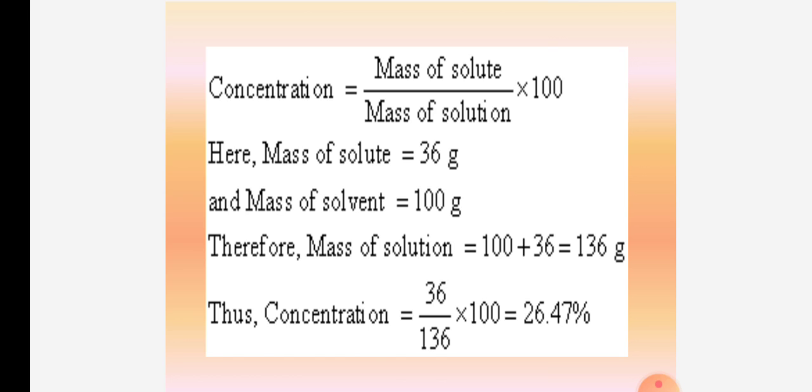So how do we find the concentration? The formula is mass of the solute divided by mass of the solution, into 100, because we are calculating in percent. So 36 divided by 136 into 100 gives 26.47, which is the concentration of the solution. This is called mass percent.